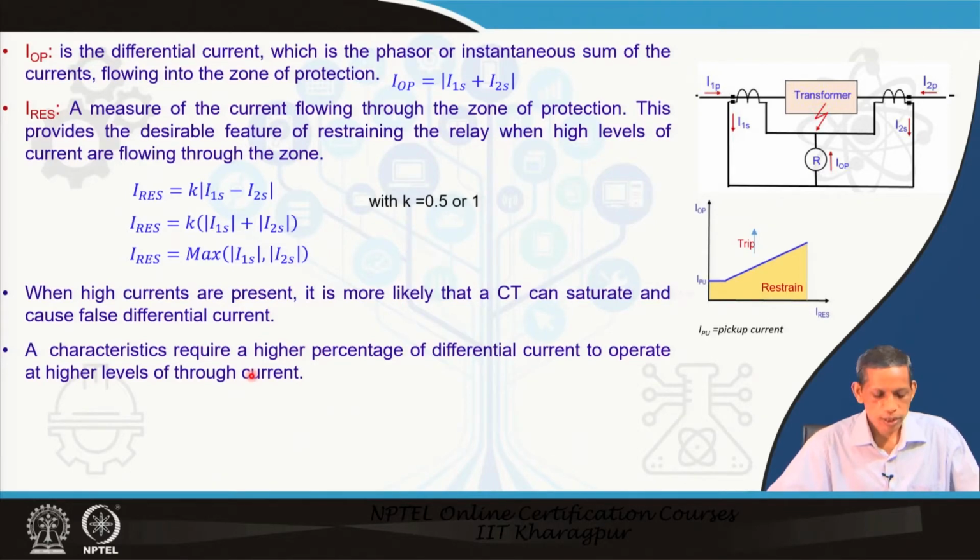So, we essentially require a characteristic with a higher percentage of differential current to operate at a higher level of through current. It means that when the external through current is large, we require a higher differential current, and that is the reason we keep a slope in this region, which mitigates or provides a way to overcome this problem.